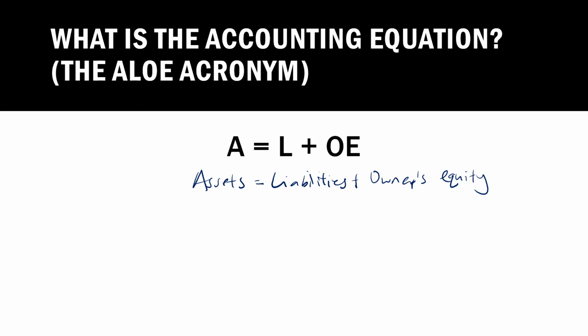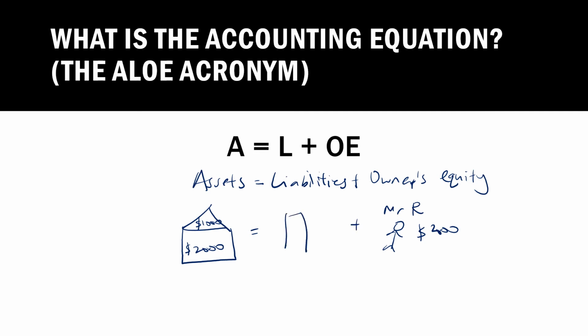So why is this so? If you recall, in the last video, we talked about a business that required $3,000 to be set up, which is made up of $2,000 for the building and $1,000 for the roof. And the money that the business gets is from Mr. R, who was willing to invest $2,000. So he represents the equity, and the bank was willing to lend just $1,000.